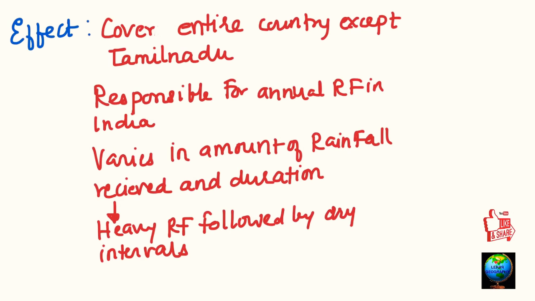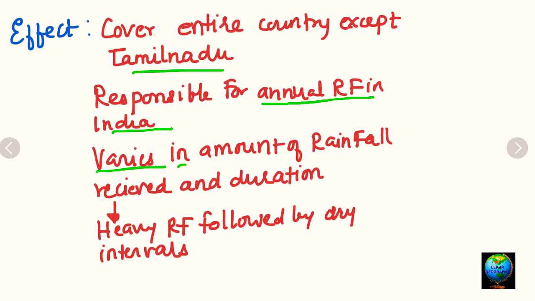The Arabian Sea Branch and Bay of Bengal branch together cover the entire country except Tamil Nadu. These winds are responsible for the total annual rainfall received in our country, but the amount of rainfall varies from place to place and also in its duration. Heavy rainfall is followed by dry intervals, which means rain received is not continuous, but there is an interval of dry season and wet season.